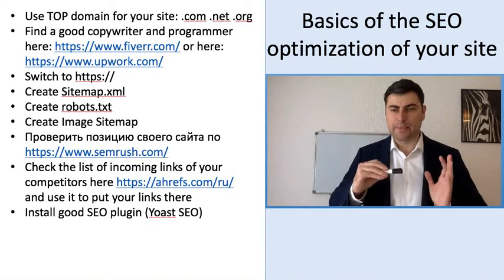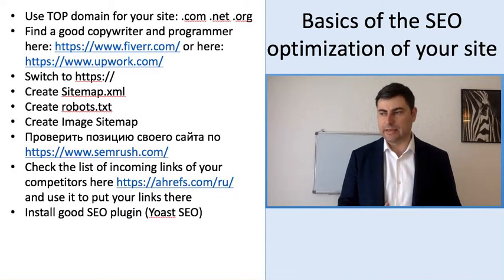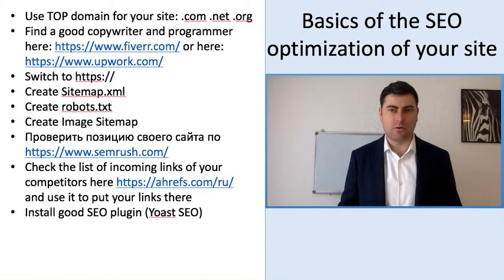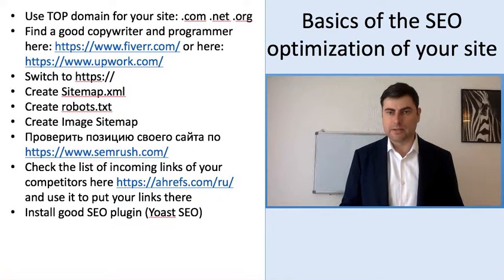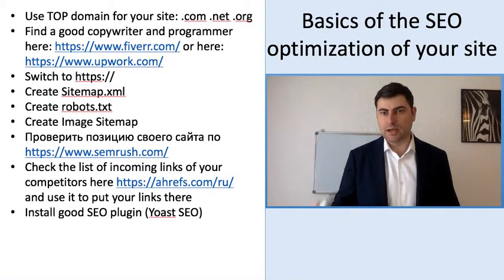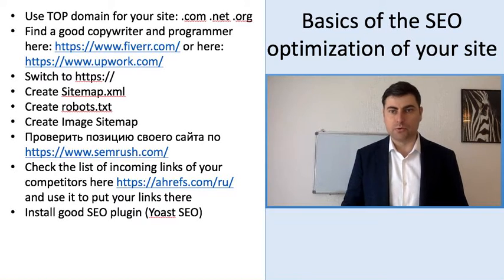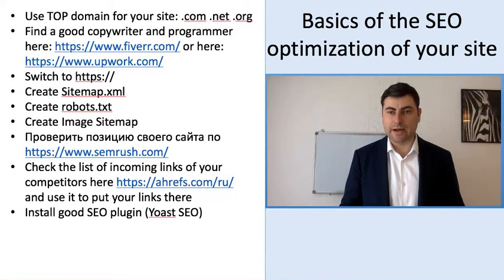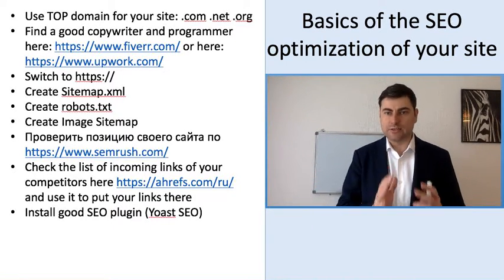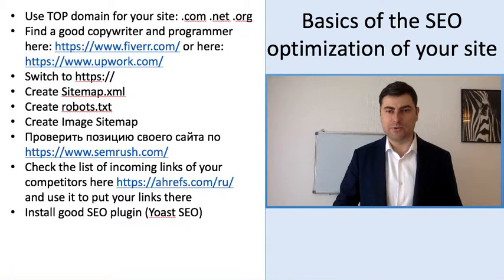So first, you should use domain names that are common. Use .com, .net, .org. Do not use local domains. For example, .us, .uk, .it, and so on. This will allow you to go to the top of Google faster and allows Google to understand that your website is worldwide, not just local. So it will be much easier for you to get an audience from all around the world.